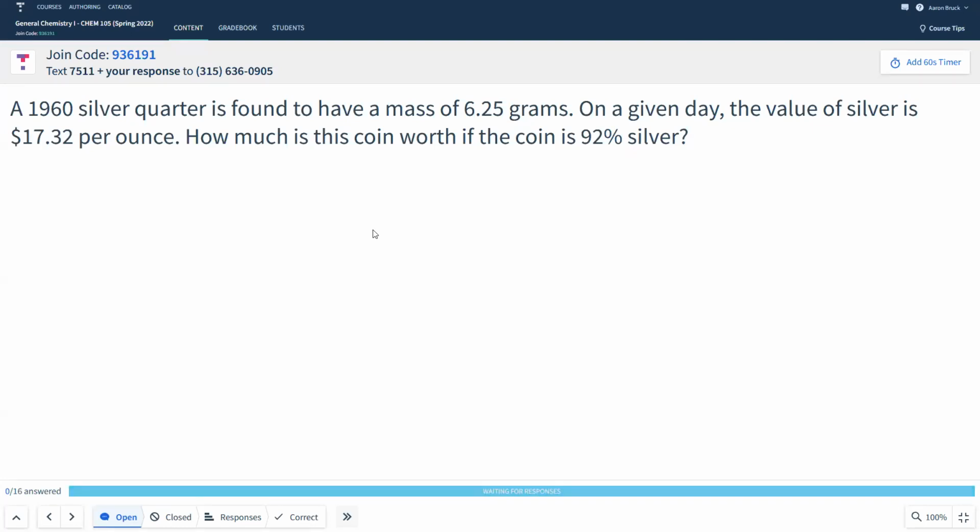Now, one piece of information that you are going to need, you need to know the conversion between grams and ounces. So again, if you've got your book handy, that's going to be table 1.3. If you don't, you need to know that 1 kilogram is equal to 35.27 ounces.